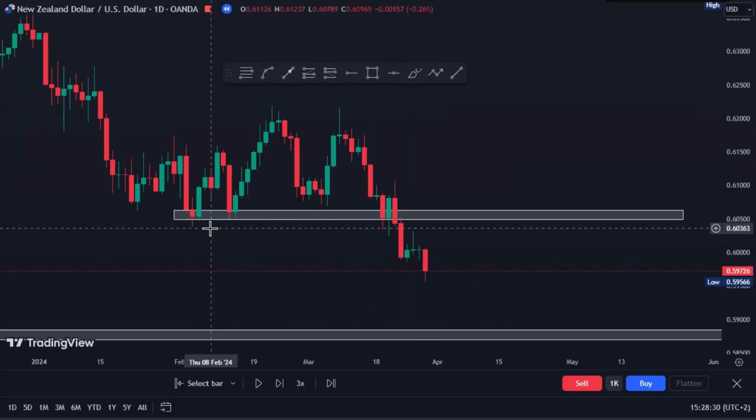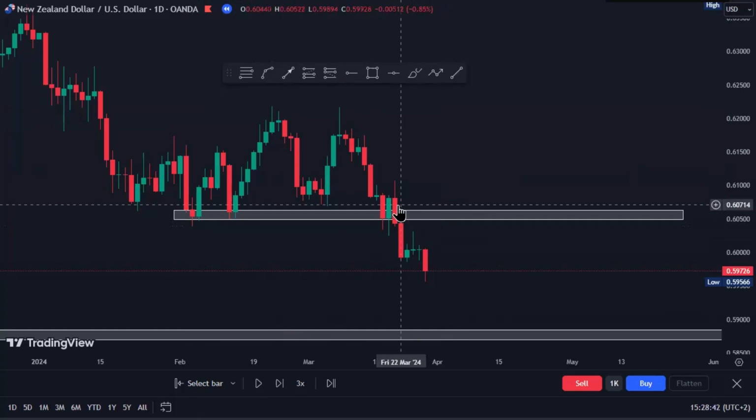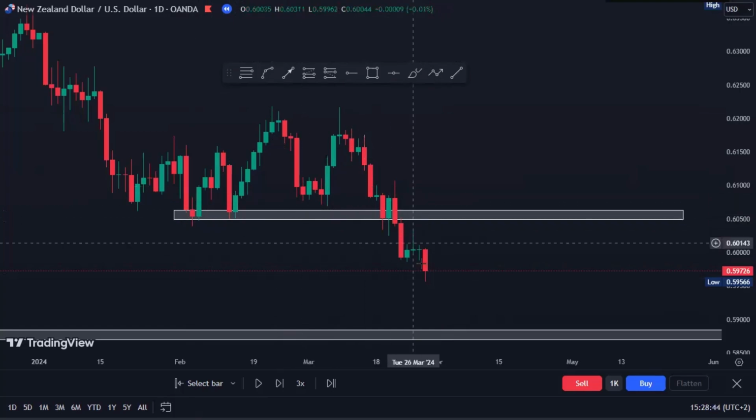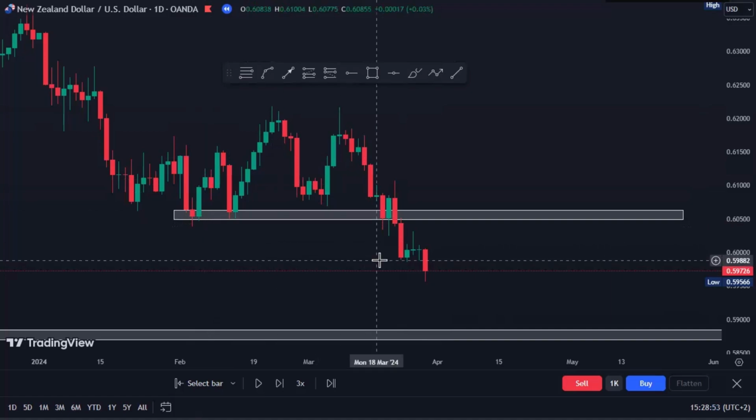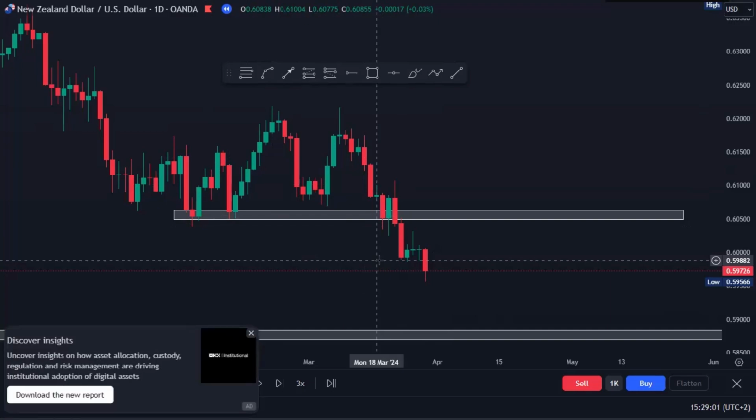So since it's like this now, we expect, because it broke, it's no longer a strong support. Now it's a resistance. I know it's confusing. Let's come again. Remember it was a strong support while the market was above. But now the market has broken it. It's no longer a strong support. It's not yet a strong resistance, but it's a strong zone.